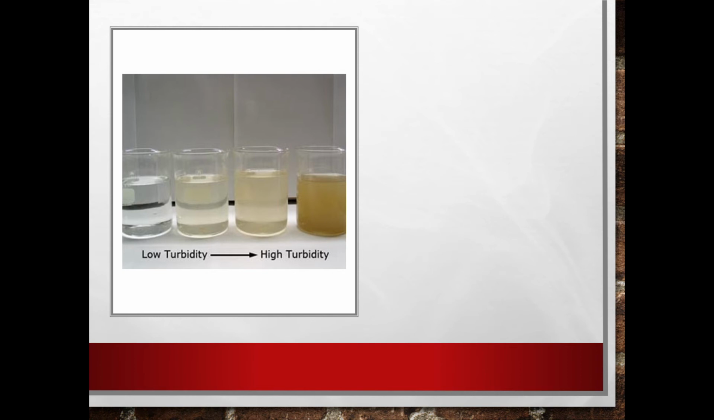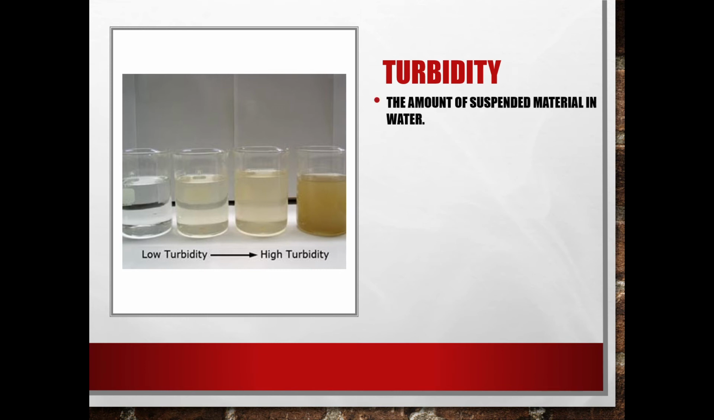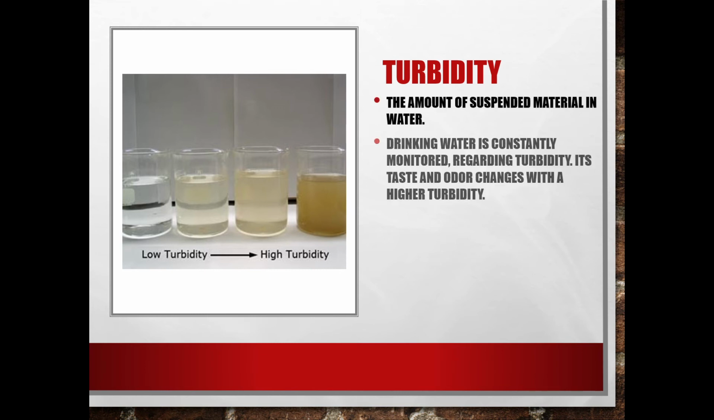Right, and the last thing that we are going to analyze related to water quality will be the turbidity, I'm sorry. So turbidity is basically how much material is suspended in the water. If you have a low turbidity, you are going to notice that the water is transparent. But if it has a high turbidity, it's going to be brownish, so it will have a different color. So turbidity is the amount of suspended material in water, and drinking water is constantly monitored regarding turbidity, its taste, and other changes with higher turbidity.